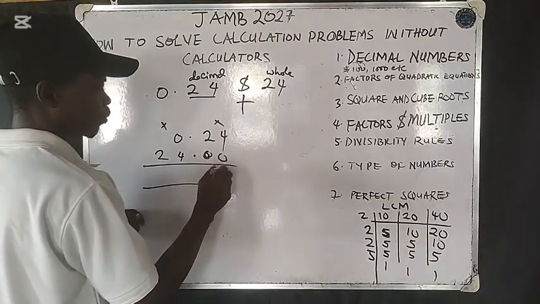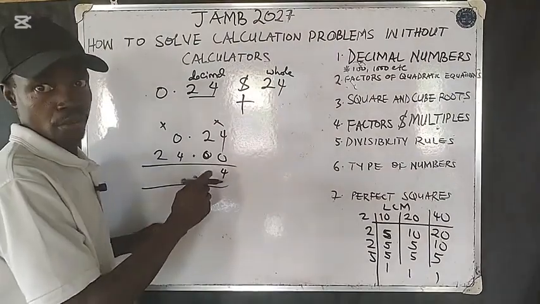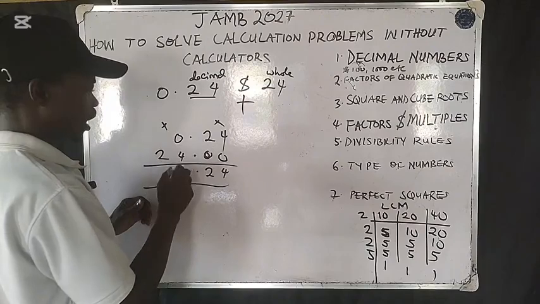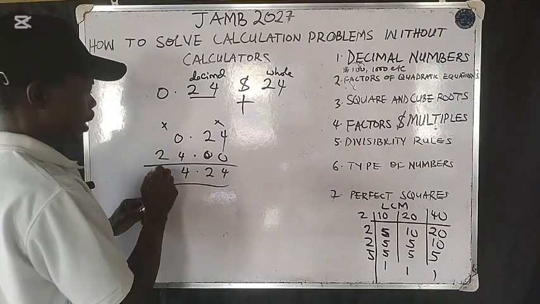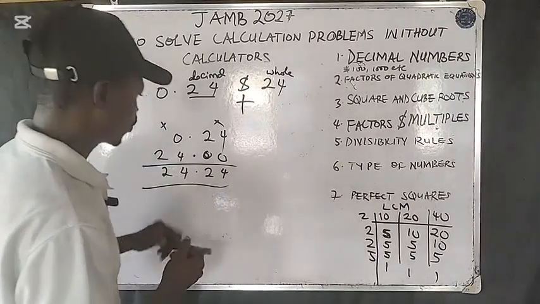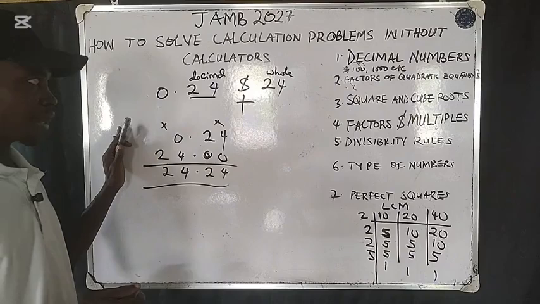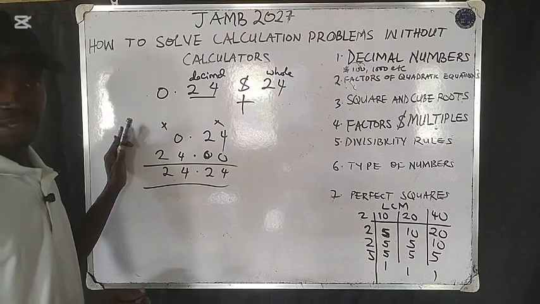So 4 plus 0 is 4. 2 plus 0, so 2 here, point 4 and a 2. So 24.24. So this is how to add decimal numbers.